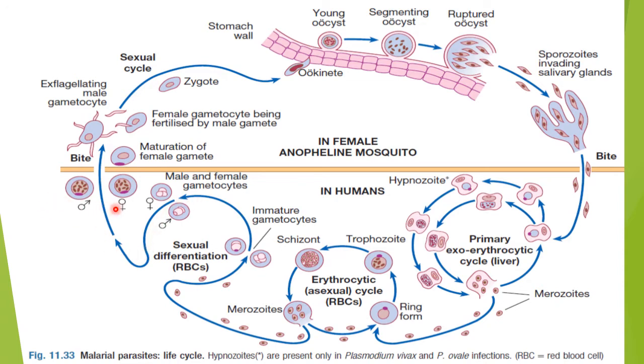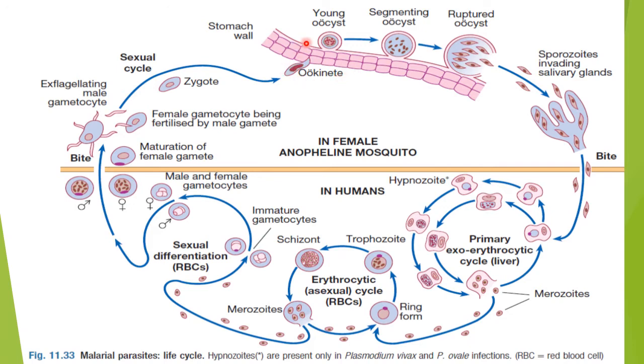And when a healthy mosquito bites an infected human being, the gametocytes are taken in, and the female gametocyte is fertilized by the male gamete, and the zygote will form. This is the sexual cycle. The zygote will travel to the stomach of the mosquito and form an ookinete.